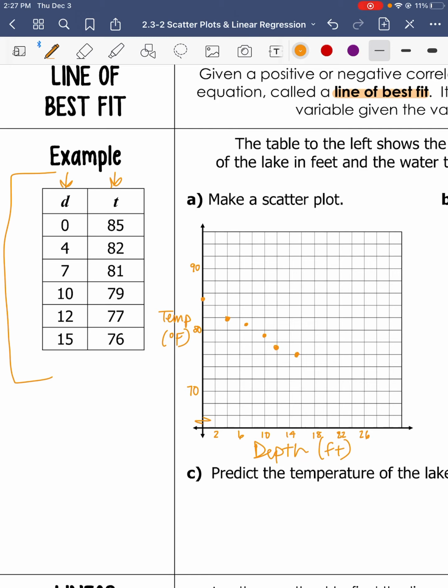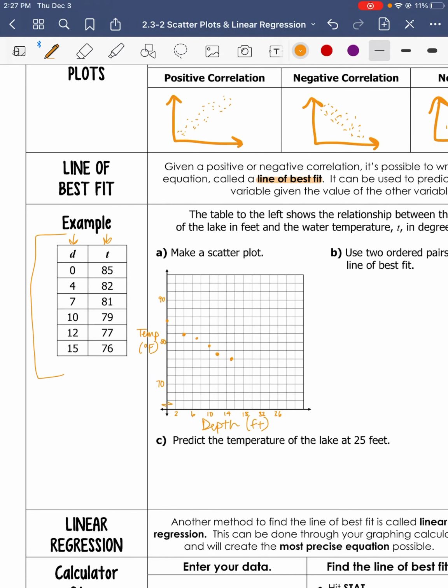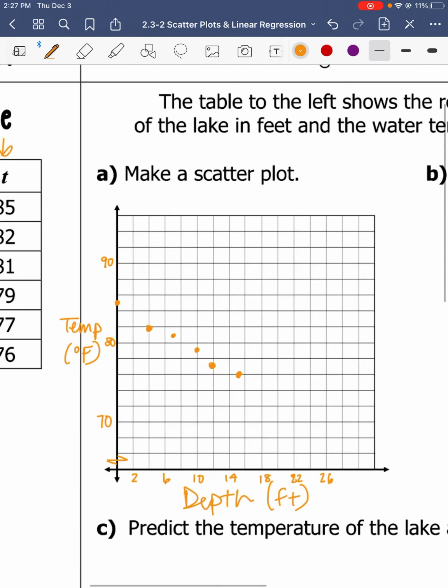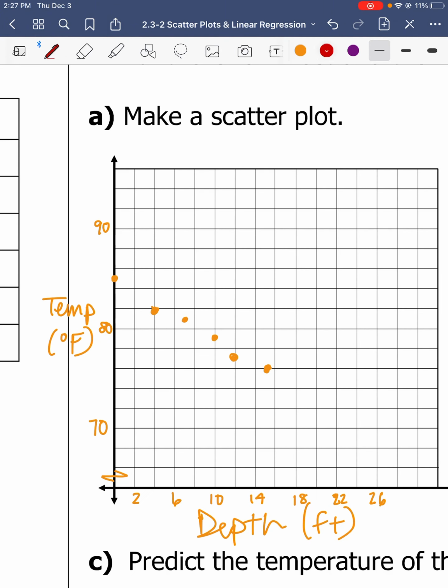Okay, so I just plotted all these points in orange. Make a scatter plot, got it. Use two ordered pairs to write a line of best fit. Basically, what I want to do is find two points that represent the center, that I can connect to make a line that goes through the center of these points.